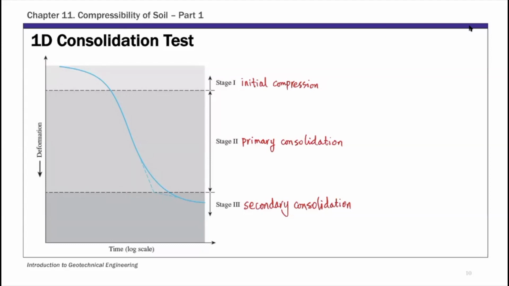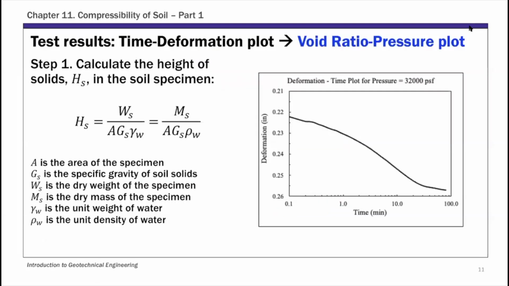So with this data, we're not actually going to directly use the deformation-time plot for this modulus. We're going to use it to get the coefficient of consolidation. We're going to convert the results to a void ratio versus pressure plot. So, void ratio, and this pressure is basically the vertical effective stress. I use pressure here, but it's actually referring to the applied vertical effective stress.